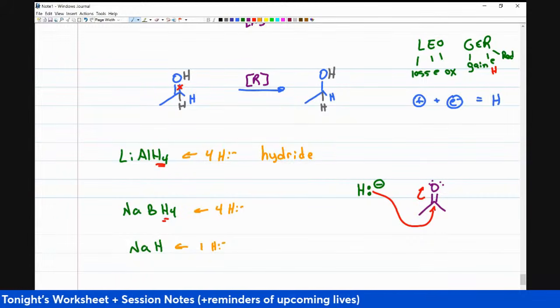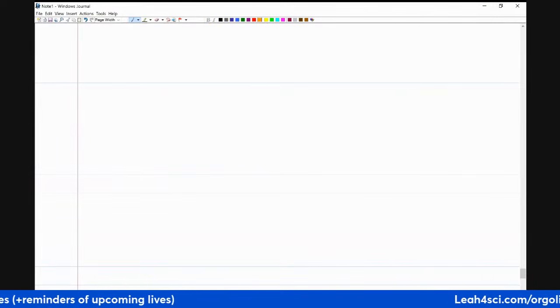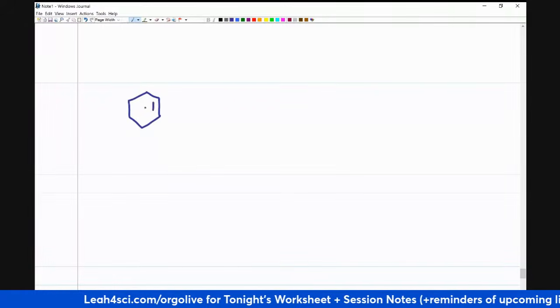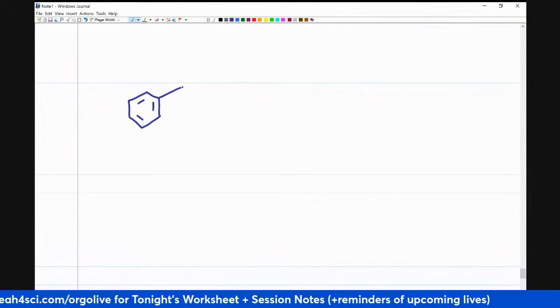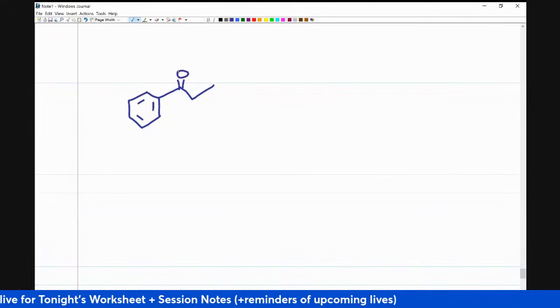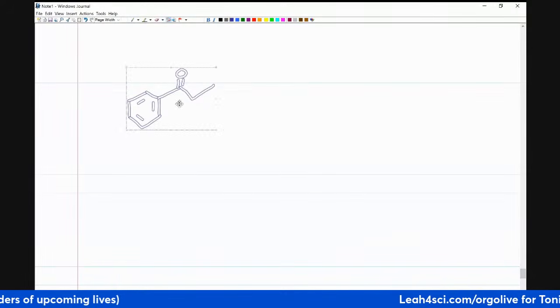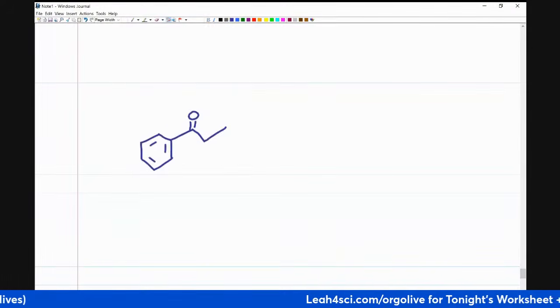There are more reactions that you will learn for reduction, especially with a ketone. So if you have a complicated molecule, professors love using rings. So let's go ahead and do this one with a ring. Say I have a ketone.